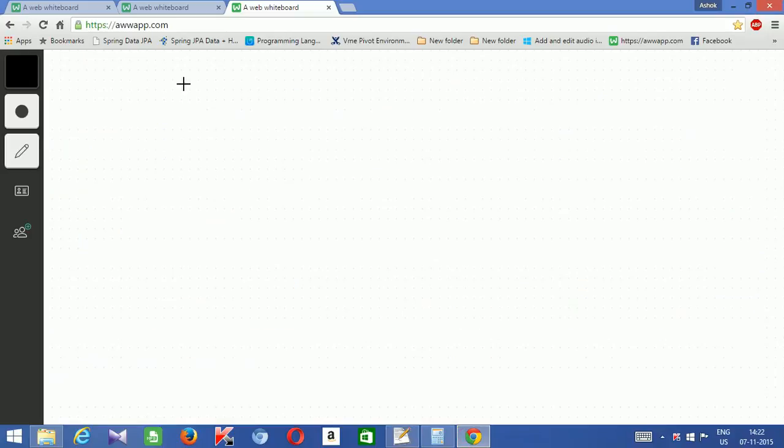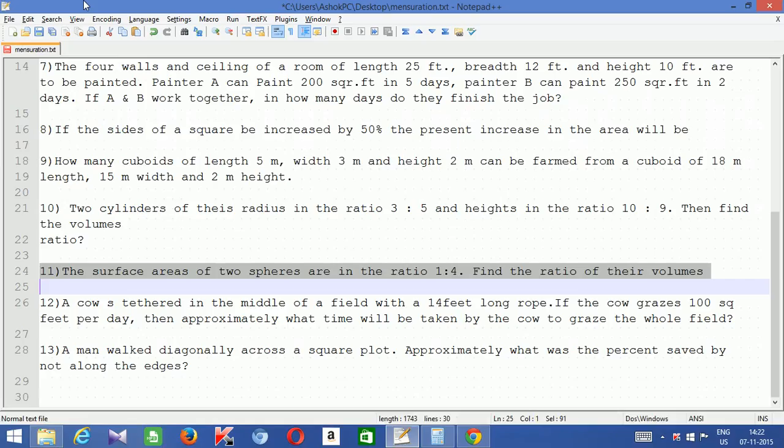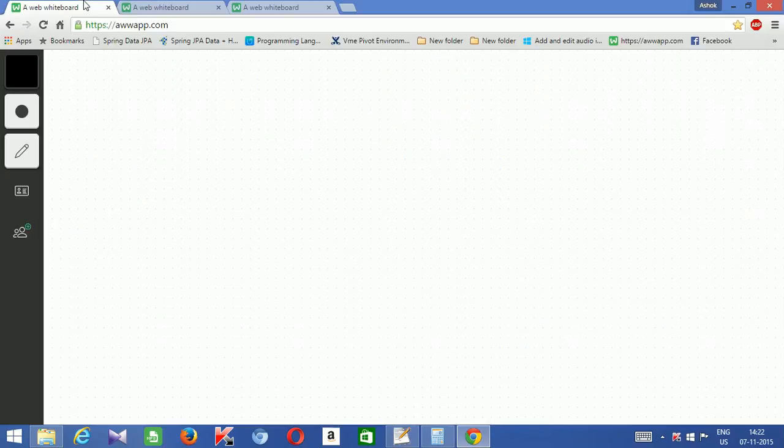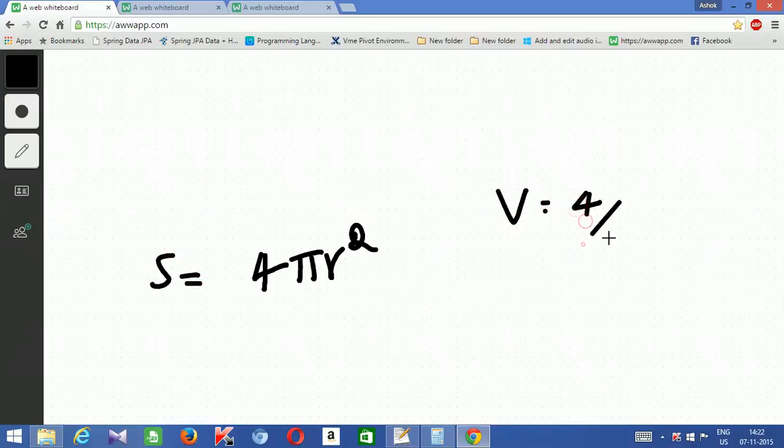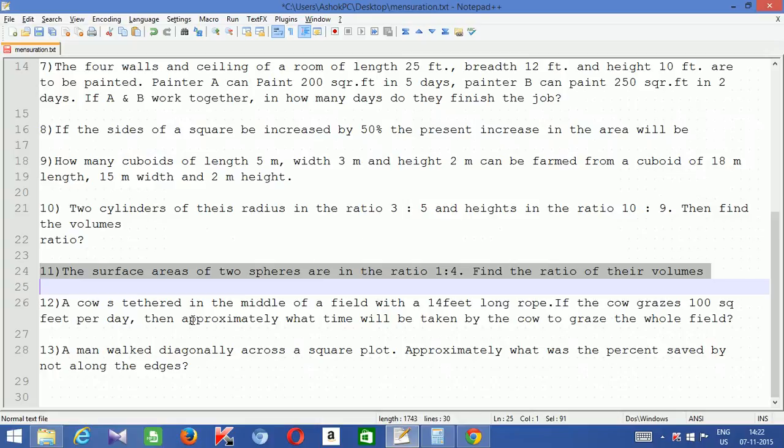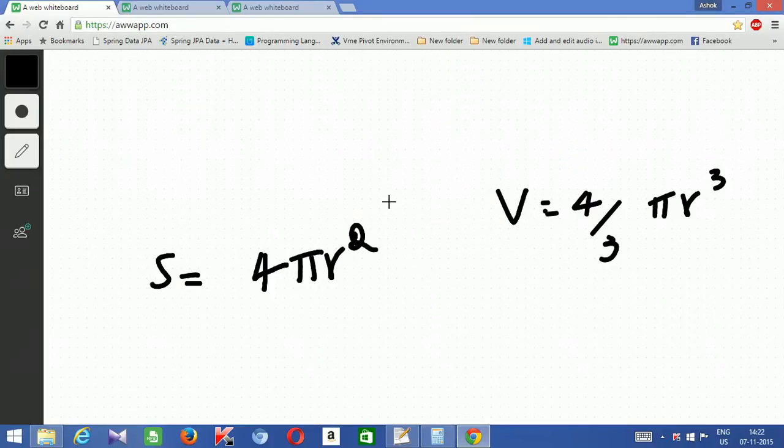The given information is the surface area of the spheres. So you know the surface area of a sphere formula, right? It is 4 pi r square, the surface area of a sphere, and the volume of a sphere is 4 by 3 pi r cube. Fine. So two spheres are there. That is why the surface areas of the two spheres are in the ratio 1:4.